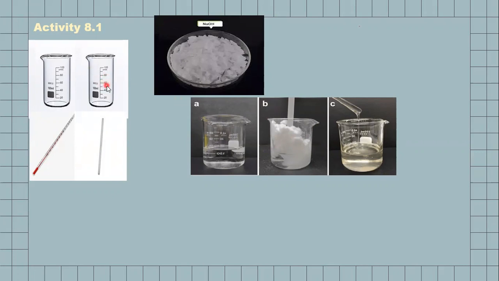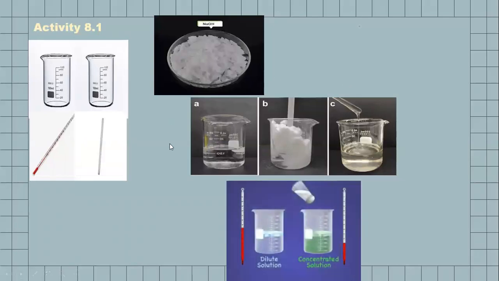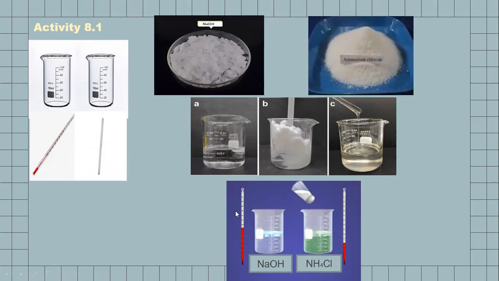Take another beaker, fill half of it with water, measure the temperature, write it down, and add solid ammonium chloride into that, dissolve it well with a glass rod, and then measure the temperature. Right. So what might happen? What would be the reading before and after adding these two, sodium hydroxide and ammonium chloride?